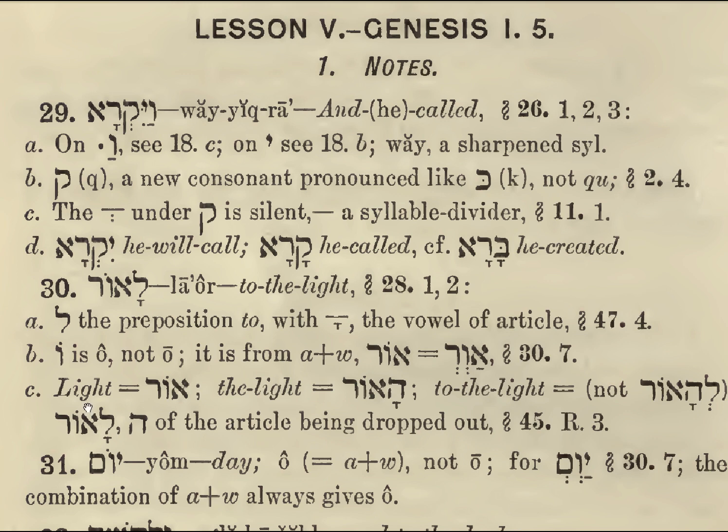Light in Hebrew is or. The light is ha-or. And to the light would be le-ha-or. But the article h disappears, and we end up with la-or. The hey of the article being dropped out. Laor.